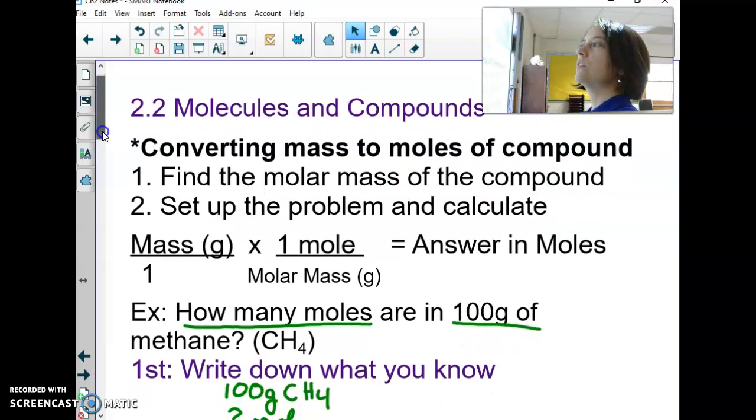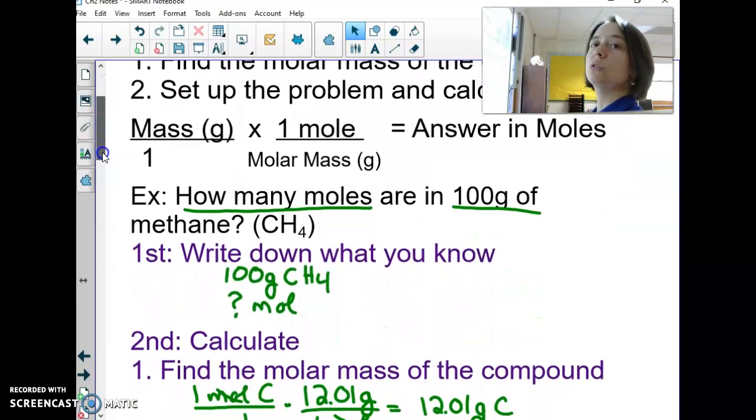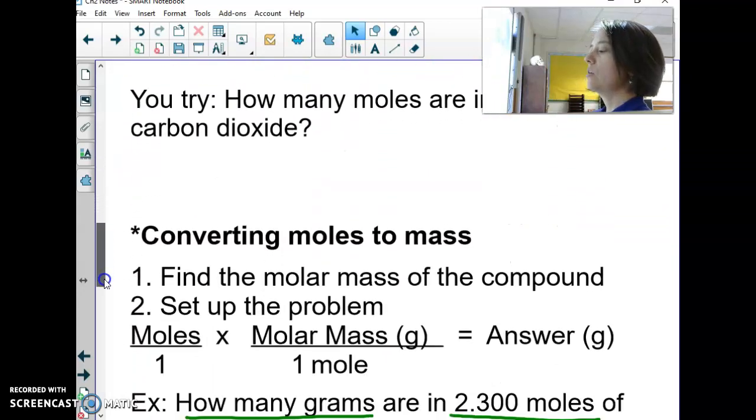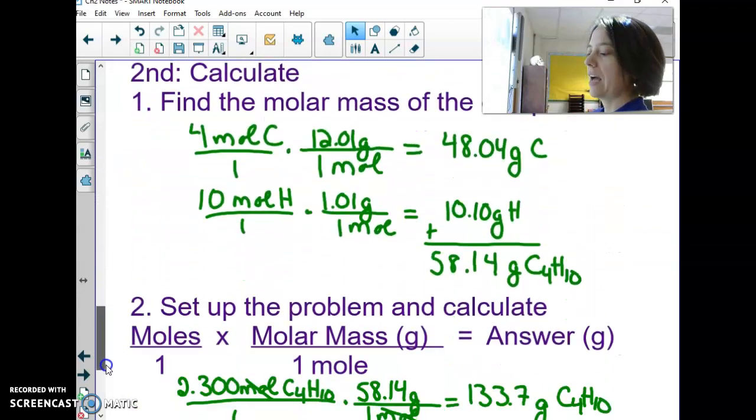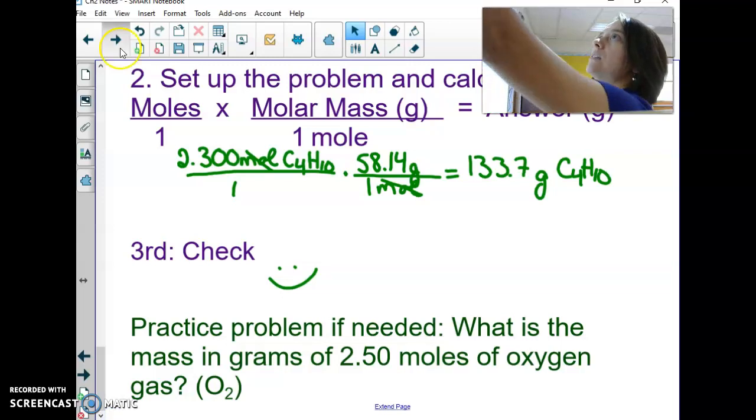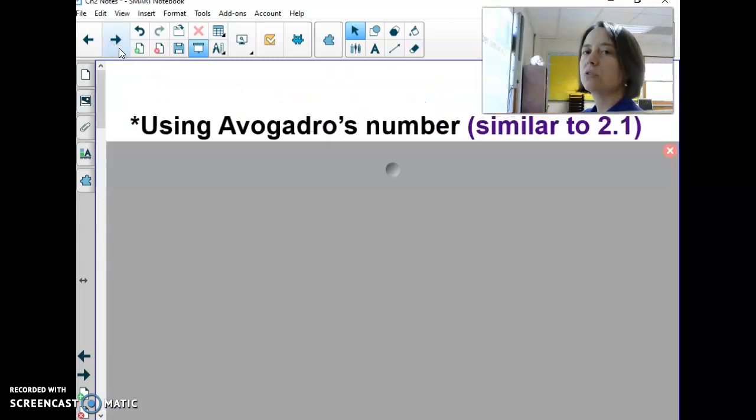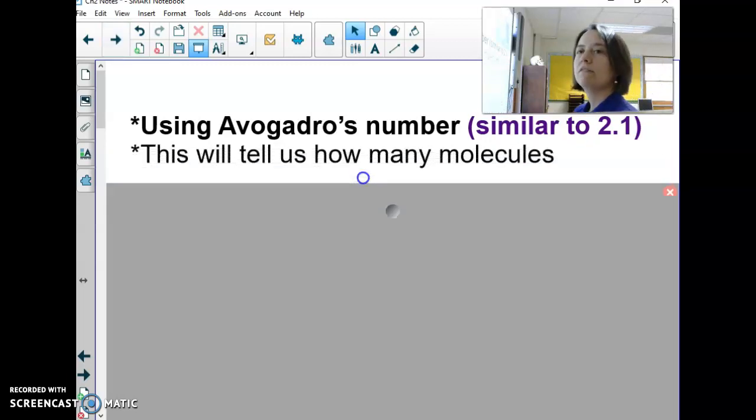Okay, so in this video we learned how to convert mass to moles in a compound and how to convert moles to mass in a compound. So next up we're going to talk about Avogadro's number again, that beautiful 6.022 times 10 to the 23rd. And when we're figuring out, this will tell us the number of molecules. So please write that down.